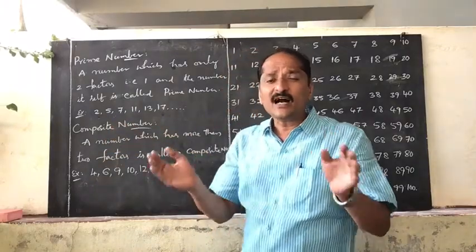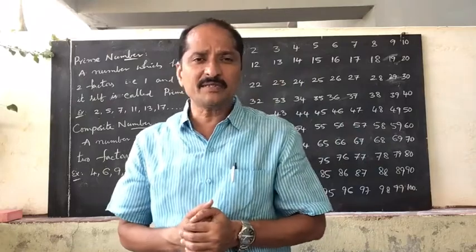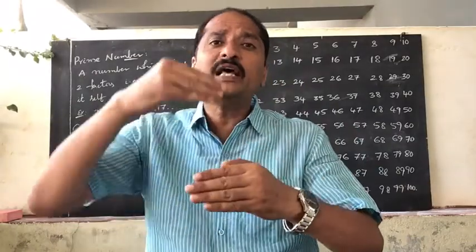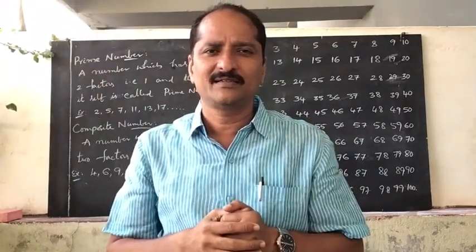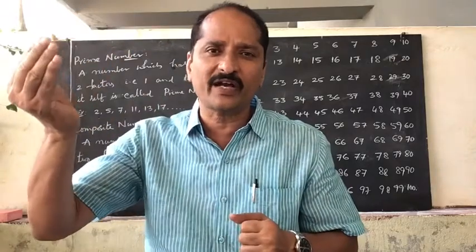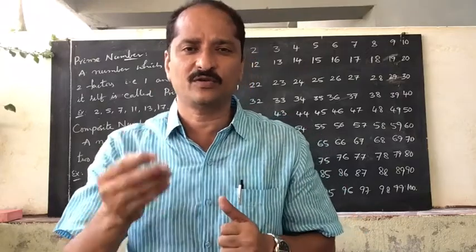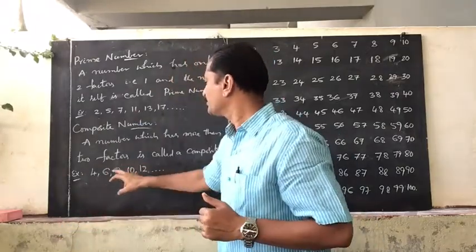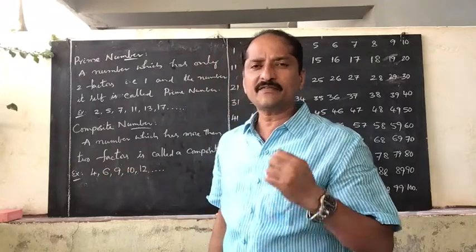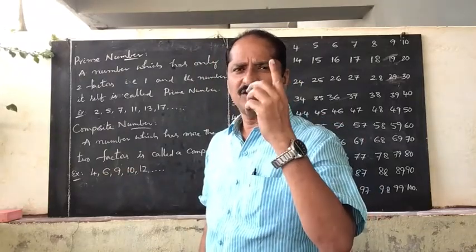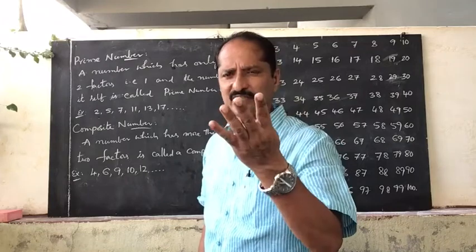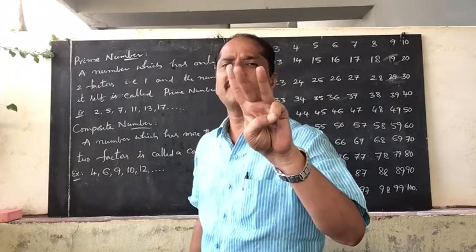So what is a composite number? Composite number means a number which has more than 2 factors. If a number has only 2 factors, it is a prime number. If a number has more than 2 factors, that is called a composite number. For example, you check here 4. How many factors are there for 4? 1 is a factor of 4, 2 is a factor of 4, 4 is a factor of 4. For 4 we have 3 factors.